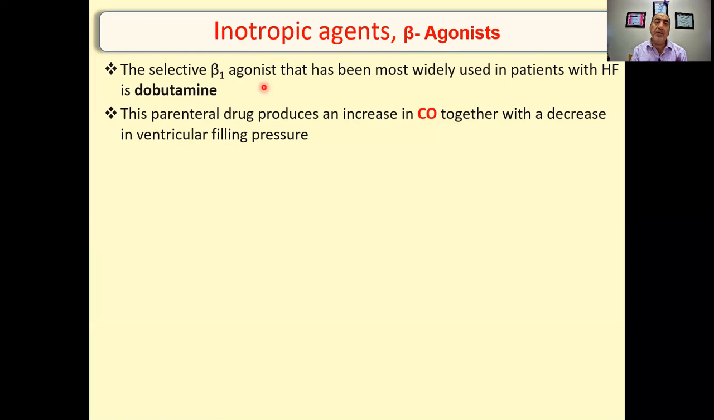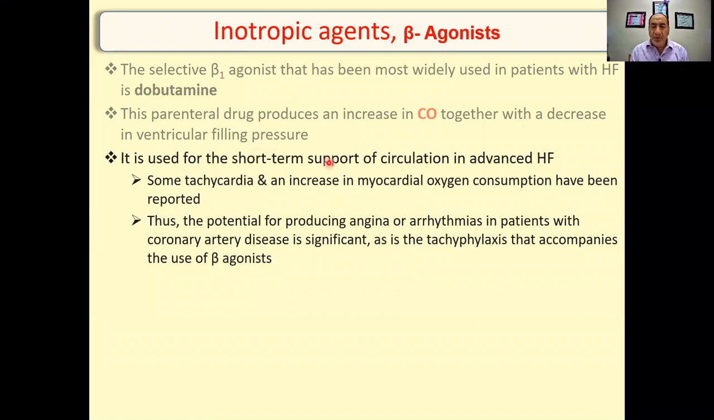It will increase cyclic AMP, cyclic AMP activates protein kinase A, phosphorylation of calcium channel, more inward flow of calcium. This will again decrease the ventricular filling pressure, like what we said about digoxin. When we increase the cardiac output, there is a decrease in the systolic volume and a decrease in the ventricular filling pressure. It's used for short-term support of circulation in advanced heart failure. However, it may lead to tachycardia, may increase oxygen demand, and may produce angina and arrhythmia in patients with coronary artery disease.